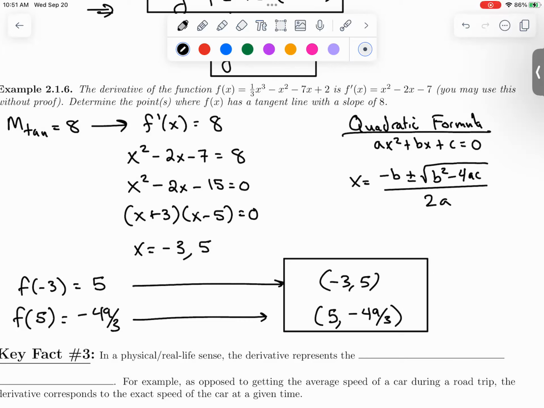So to reiterate, as Capri said perfectly, if we wanted the tangent lines to have a slope of 8, we want the derivative to equal 8. We solve that equation, we get some x values, but since the question is asking for the points, we have to plug them into the original function to find the other part.